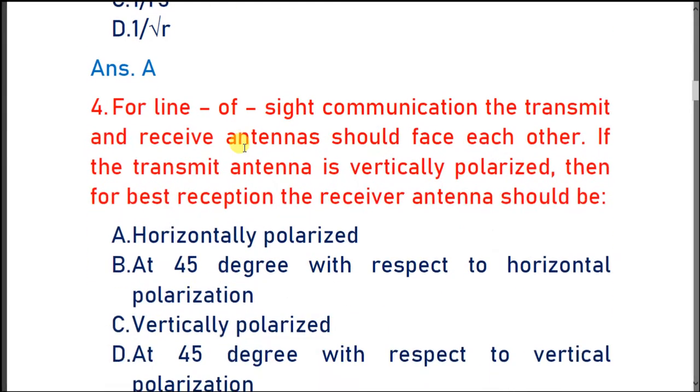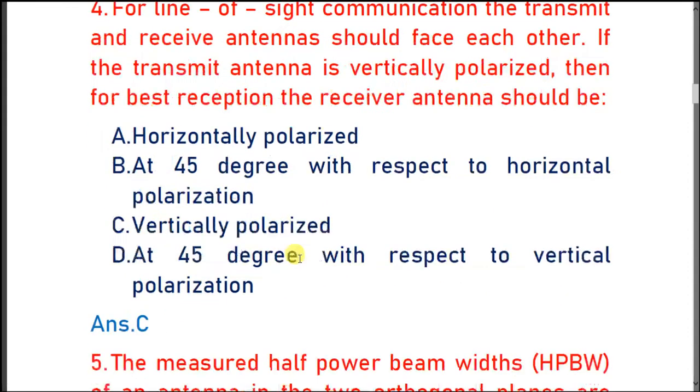Answer is A. Now next, for line of sight communication, the transmitter and receiver antenna should face each other. If the transmitter antenna is vertically polarized, then the receiver antenna should be dash. So for maximum power transfer, whatever power is transmitted from the transmit antenna must reach the receiver antenna if both antennas are same polarized. If any one antenna is polarized differently from the other antenna, then there is a mismatch. So if the transmitter antenna is vertically polarized, then the receiver antenna must be vertically polarized. So the answer is C.